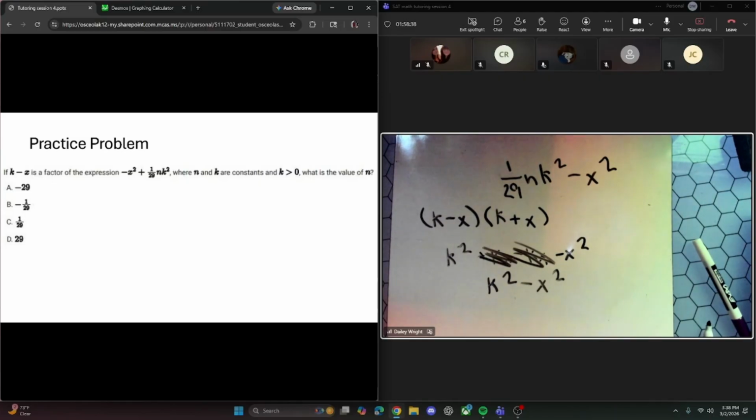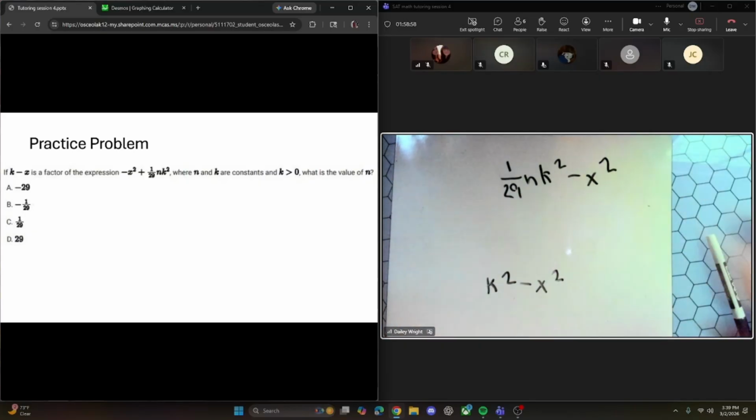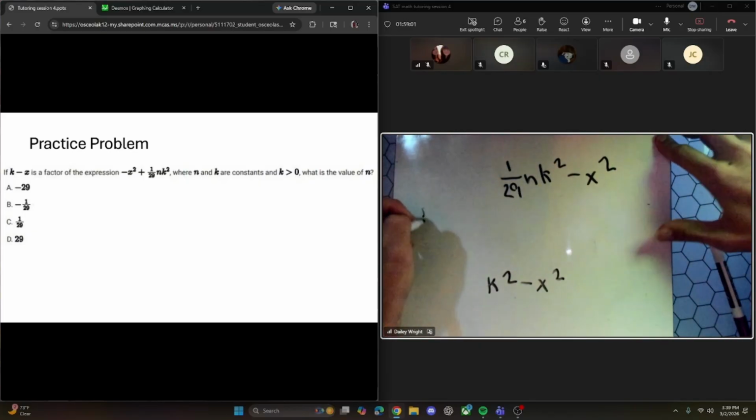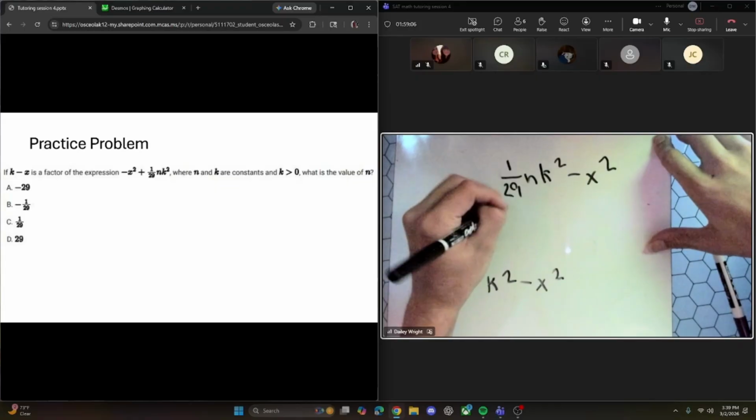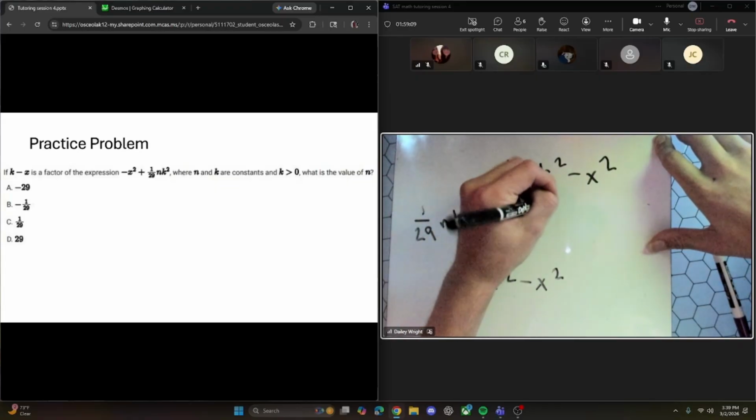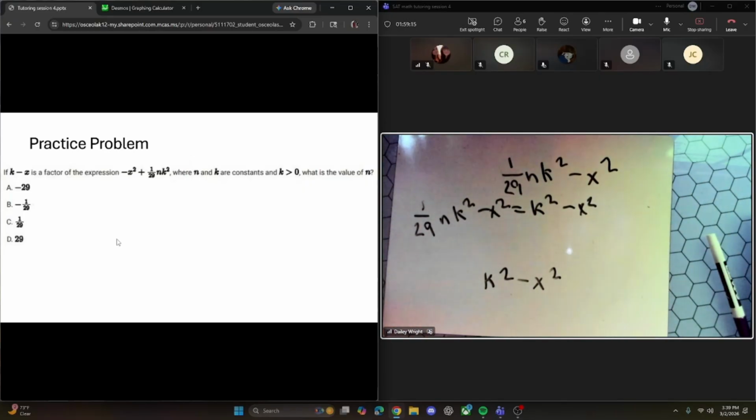This problem totally hinges on you realizing that that first expression is a difference of squares, and that the factors are going to be difference of squares factors. So our simplified equation here is k squared minus x squared. So 1 over 29n times k squared minus x squared equals k squared minus x squared, because that's how your factors work.